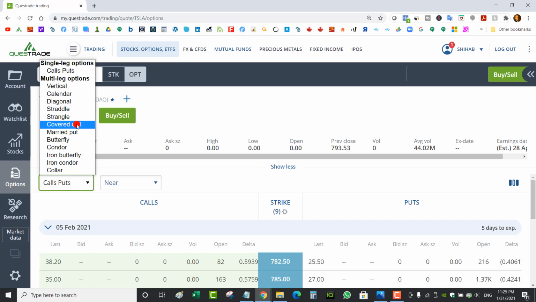Covered call is always going to be a debit, because you're buying shares and selling a call against it. So it's always going to be a debit for covered call. Married put, well, you're buying 100 shares and you're buying a put as well. So this one's a debit for sure to your cash line. So it decreases your cash line. And all the others, well, it depends.